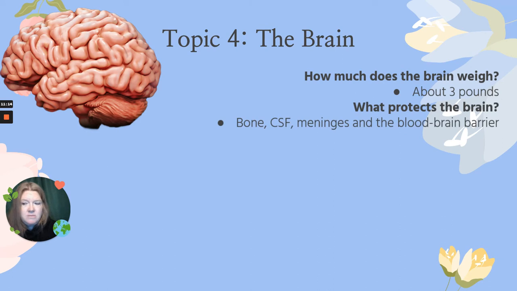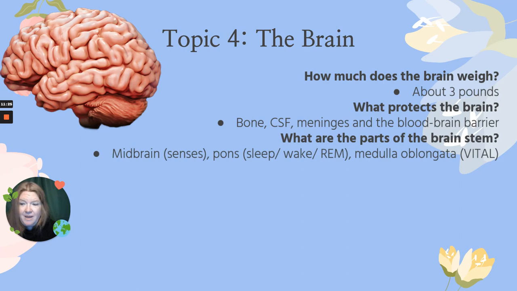What protects the brain? We talked about this already. Bone, the CSF or cerebrospinal fluid, the meninges, 3 layers, and the blood-brain barrier. What are the parts of the brainstem? We have the midbrain. That is the most superior. That is responsible for some sensory integration. We have the pons, which is the next inferior, and it kind of bulges out. That is sleep, wake, and REM, which is rapid eye movement, so with dreaming. And the medulla oblongata, which is the lowest. It sits right on top of the spinal cord, and it's responsible for vital life functions like heart rate and breathing. Okay, if your medulla oblongata is damaged, you would not be able to survive.